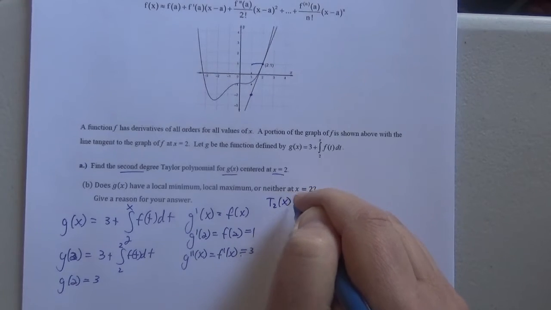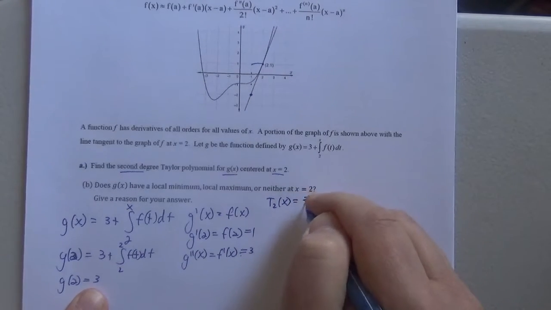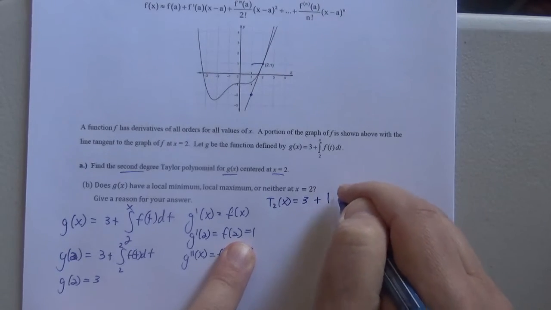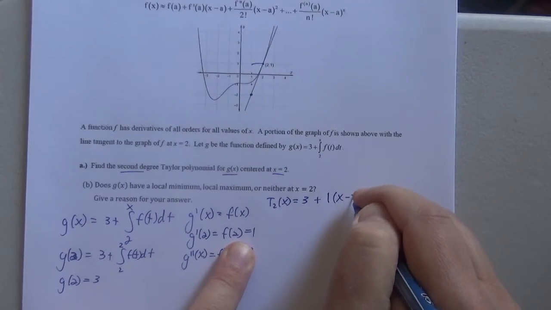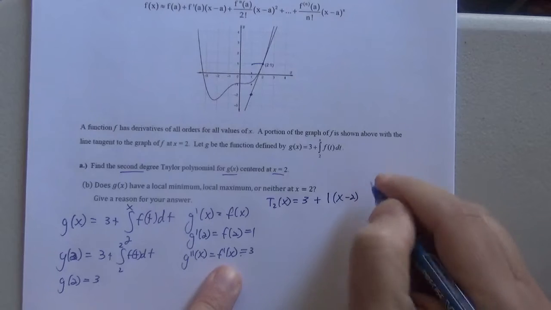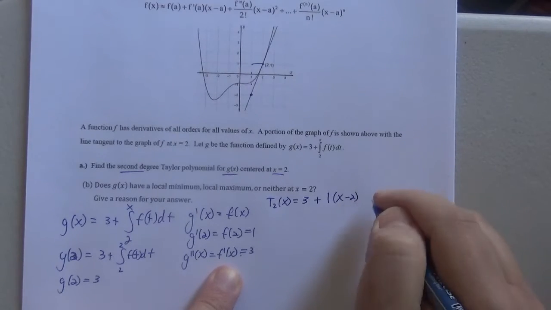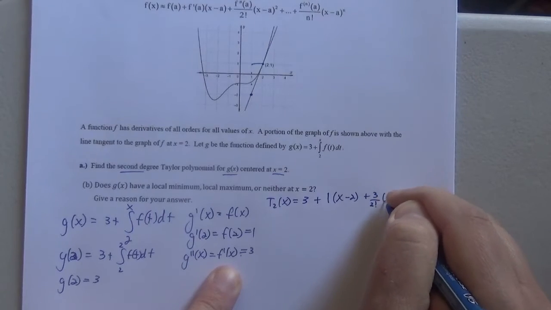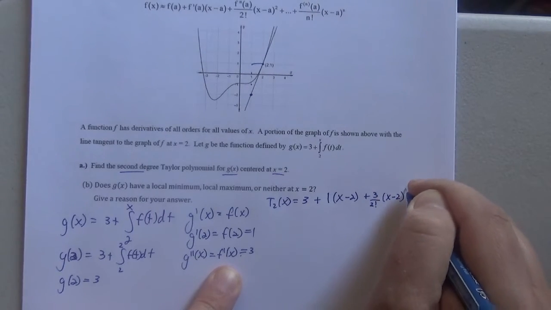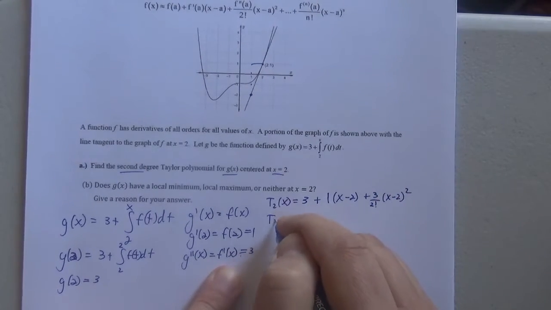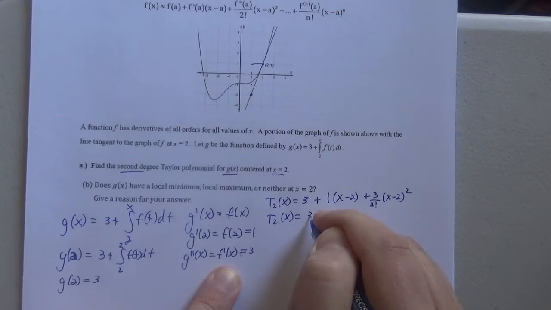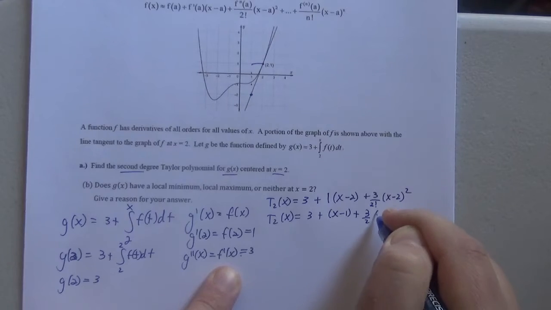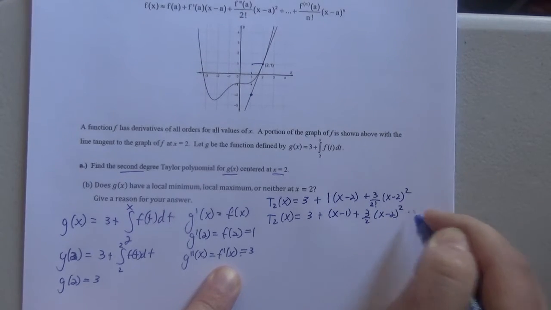So my second degree polynomial is going to be 3 plus my first derivative, which is 1, centered at 2, which is x minus 2. My second derivative is 3, so this is plus 3 over 2 factorial times x minus 2 squared. So I'll just rewrite this as 3 plus x minus 2 plus 3 halves times x minus 2 squared.